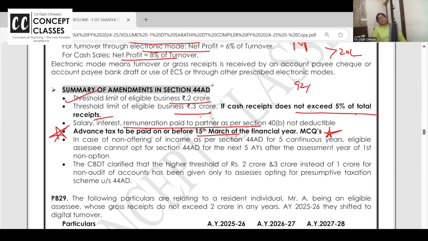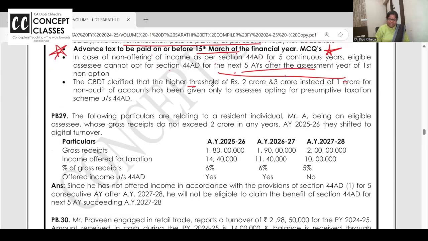If you see, 44AD is optional, but if you go, you have to follow for continuous 5 years. 44AD, कभी book, कभी ऐसे नहीं होगा. If you opt out, again you can't go in the 44AD. In case of non-offering 44AD for continuous 5 years, eligible assessee cannot opt for 44AD for next 5 years. जाओ तो continuous 5 years follow करो. If you come out, again you can't opt in for the next 5 years.